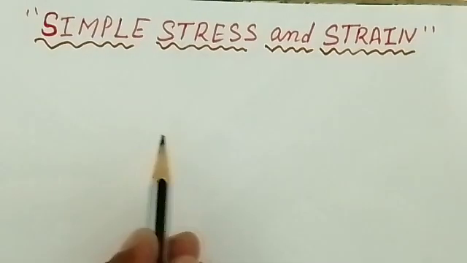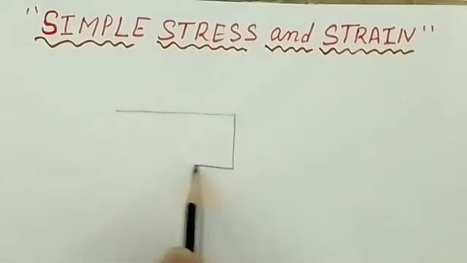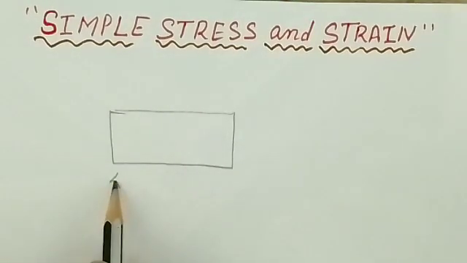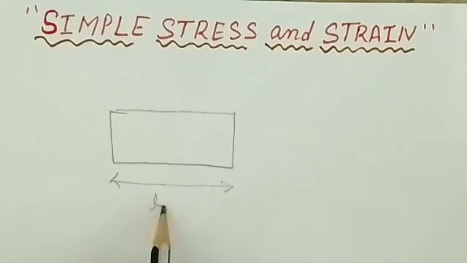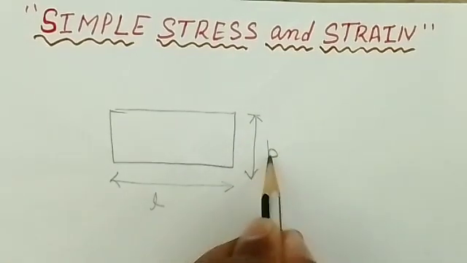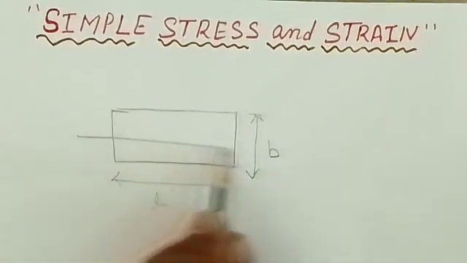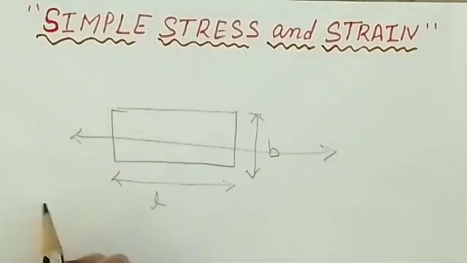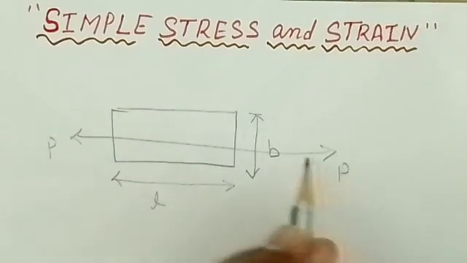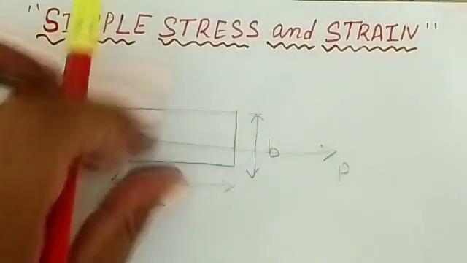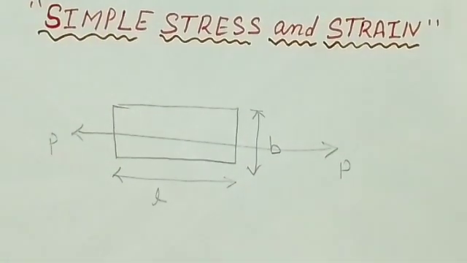Suppose you have one object like this. This is the load, this is the object. This object has certain dimensions, this is the length, and let's say this is the width. That is the load P. Imagine that you are applying a load that is pulling in nature, a tensile load. When you apply the load, what will happen to the dimensions? The length will increase and the width will decrease. It means that because of the applied load, the body gets deformed.